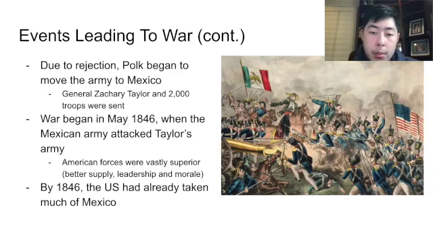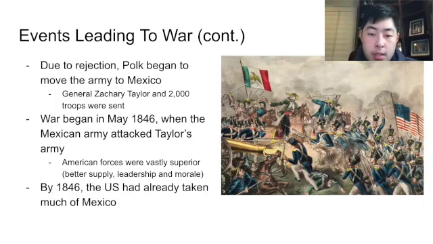The war began in May 1846 when the Mexican army attacked Taylor's army. There was overwhelming support for the war, with only the Whigs wanting peace. American forces were vastly superior, and Taylor's army crossed the Rio Grande and took Matamoros in September 1846. Within 2 months, a U.S. naval squadron in the Gulf of Mexico seized Tampico, Mexico's second most important naval city. This shut off their ability to obtain support and goods from outside countries.